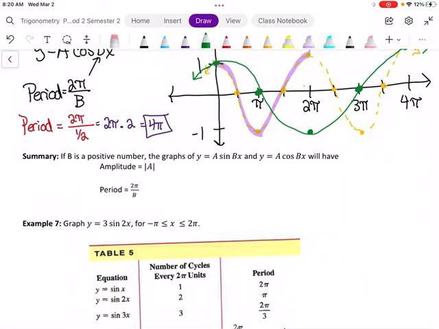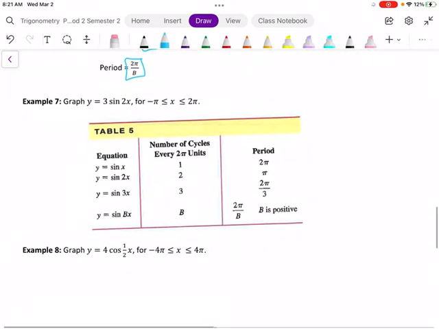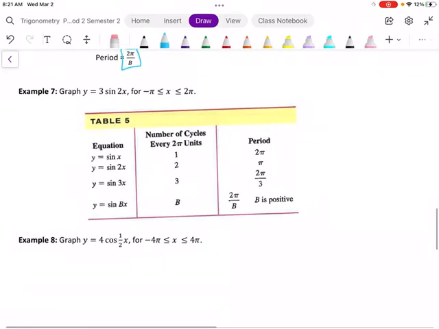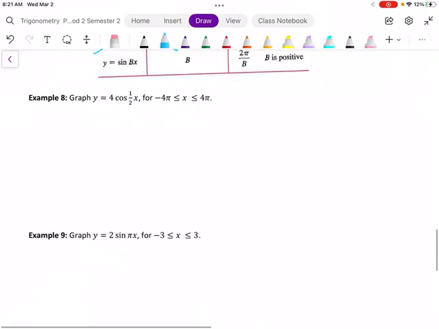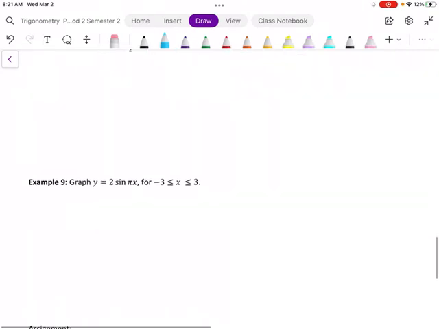So our summary so far is if b is a positive number, then the graph of y equals a sine of bx and y equals a cosine of bx will have the amplitude of a, and then our period of 2 pi over b. And this is for, again, sine and cosine. Now we're going to do an example of where we're going to do a graph with both the amplitude and the period changed. So we're going to skip example 7 and we're going to go ahead and just do example 8 and 9.